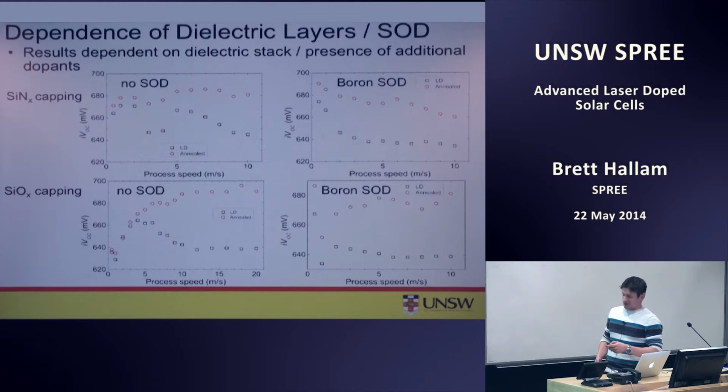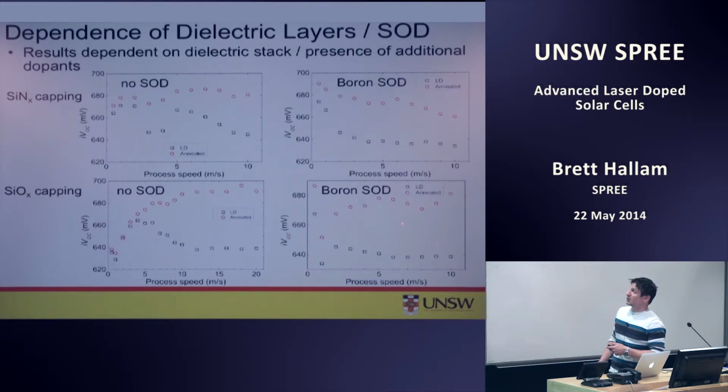If we go to the silicon dioxide capping layer, we see a very different trend than when we have a silicon nitride capping layer. In this instance, like the graph from the previous slide, we get the best results when we're going up towards 20 meters a second as a processing speed. This can result in the silicon only remaining molten for about 1 to 2 microseconds, but that's still sufficient to get a junction depth of at least 1 to 2 microns.